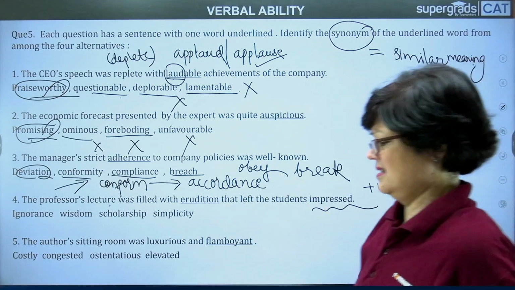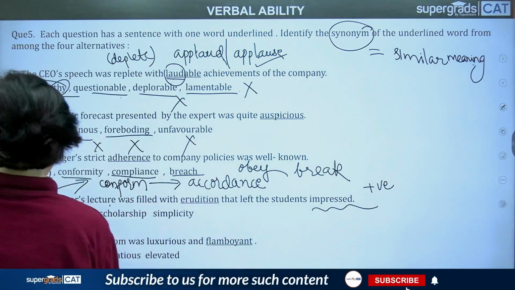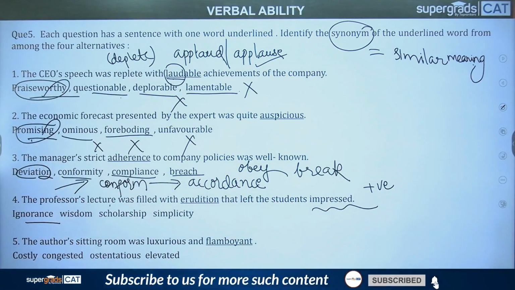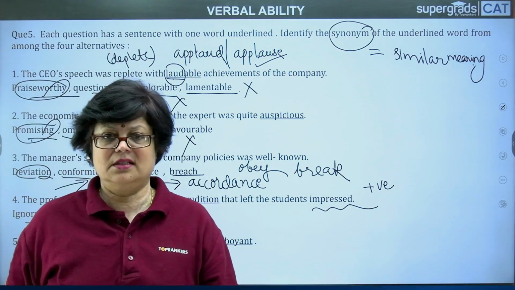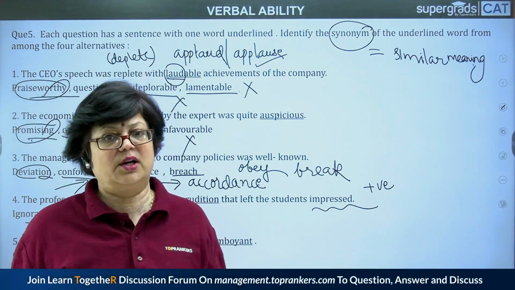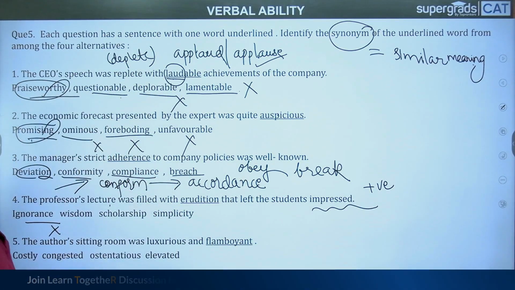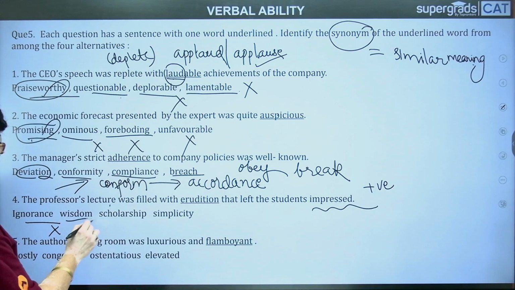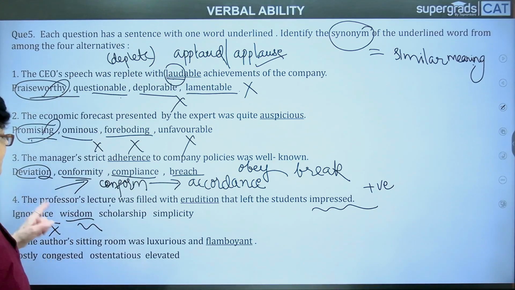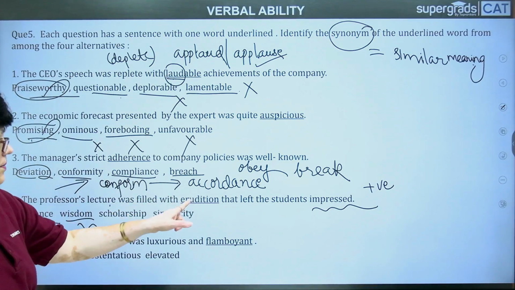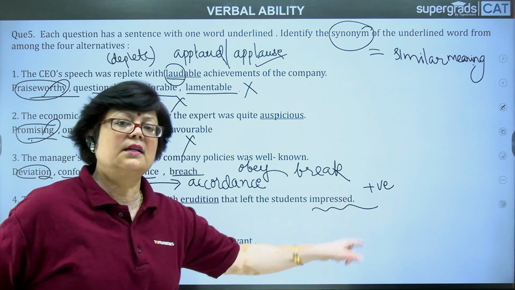Now let us see the options. Ignorance. Does ignorance mean lack of knowledge? To be ignorant means not to be aware of. This goes out of question. The professor is not ignorant. Wisdom. Very good word. See, the professor's lecture was filled with wisdom. That is why the students were impressed.